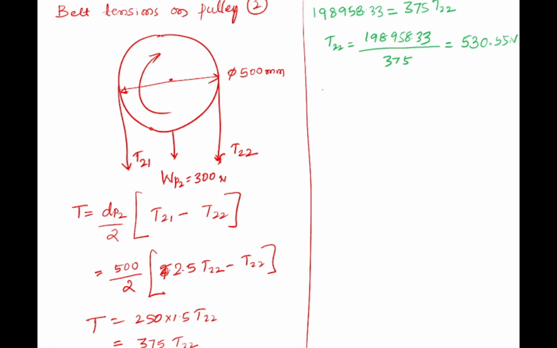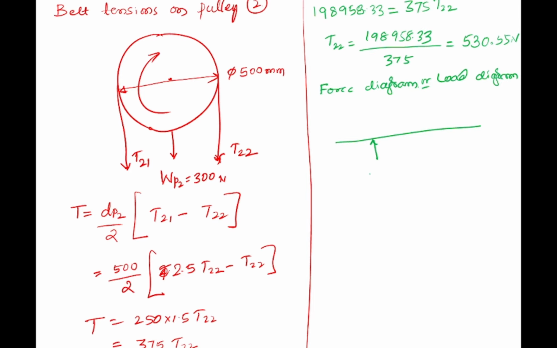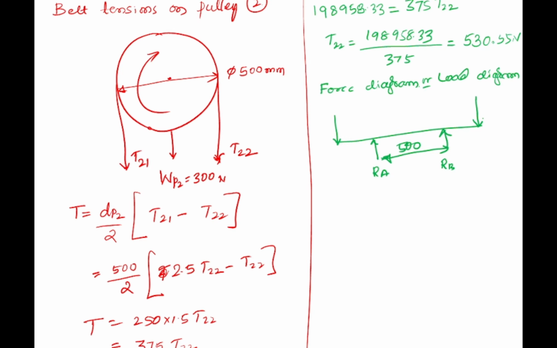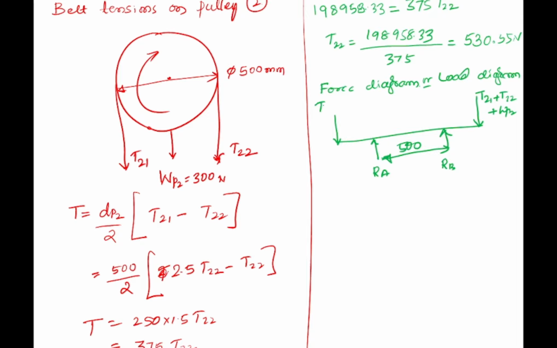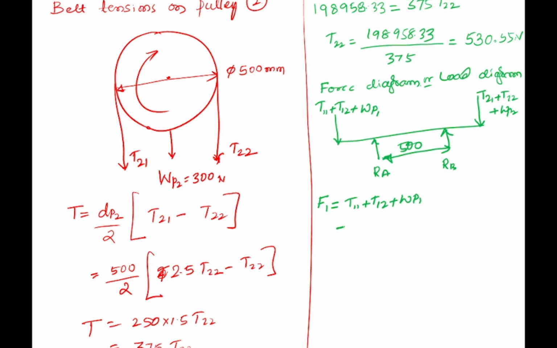Now note down. Let us go for force diagram, or you can say it is a load diagram. So you got two supports, RA and RB. Now distance between these two supports is 500 mm. Now the net force which is acting at pulley 1 is in a down direction. Similarly, net force which is acting at pulley 2 is also in a down direction. So this is T21 plus T22 plus WP2, and here it is T11 plus T12 plus WP1. So total force acting at pulley 1 is T11 plus T12 plus WP1. Let us substitute all values and find out.